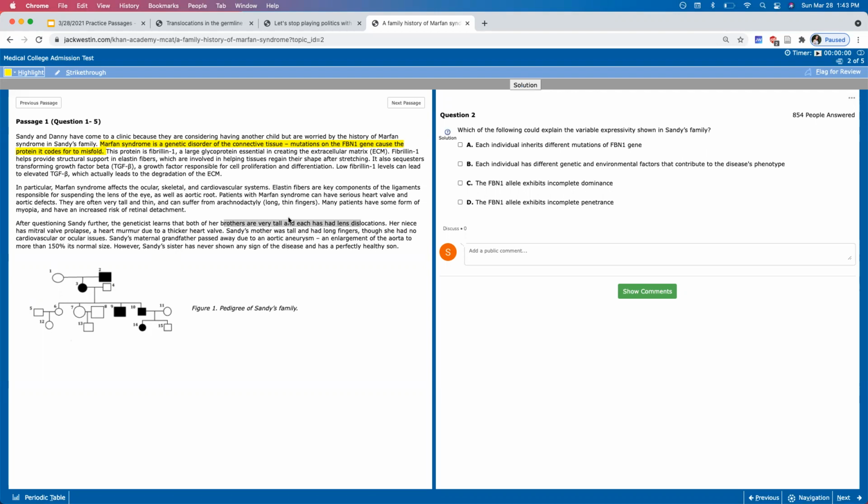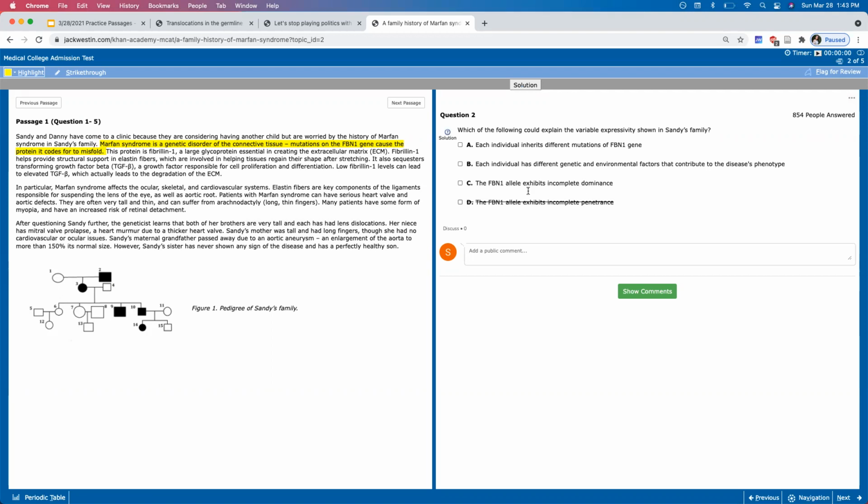Does anyone else have a better answer? So we can try to explain why. But it's definitely not incomplete penetrance, because penetrance is referring to whether they have the disorder at all. So we can definitely cross that off.